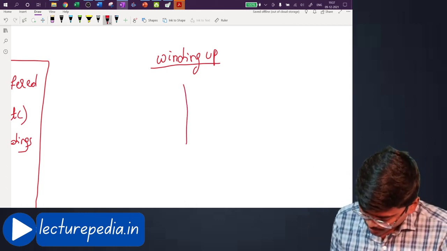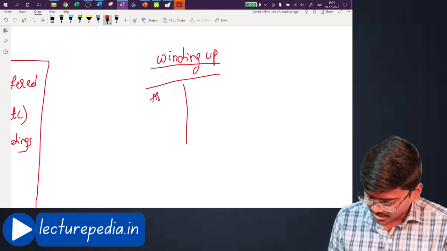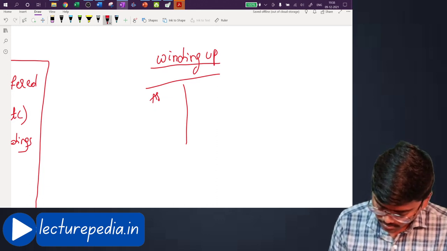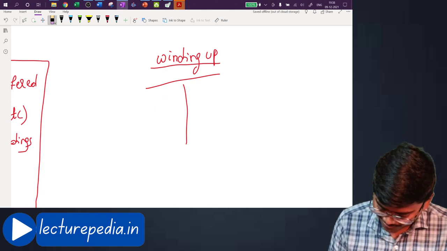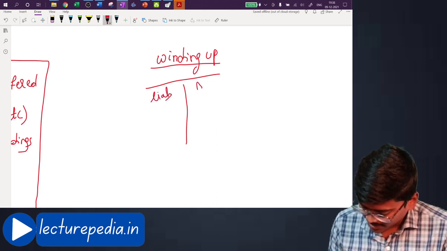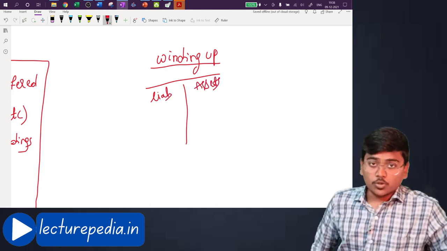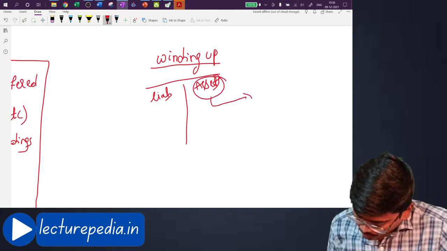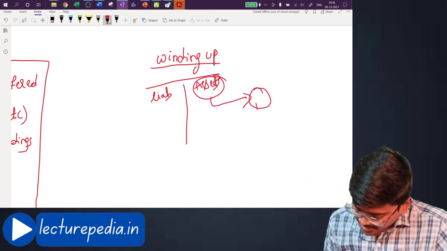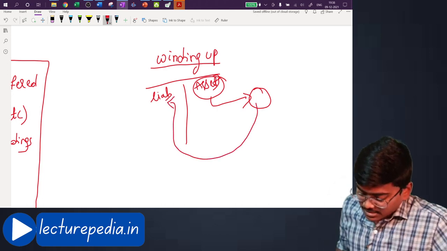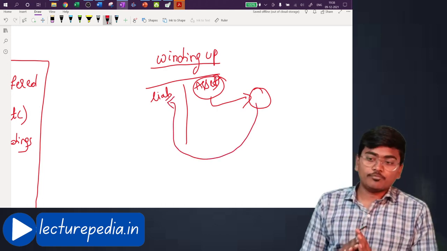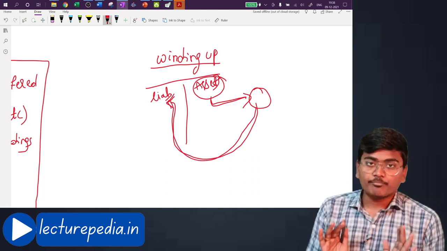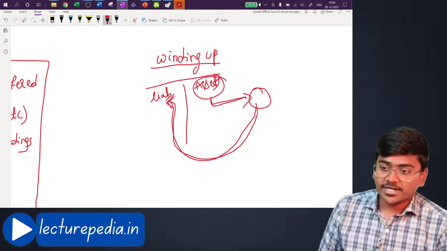Let's say this is the balance sheet of the company. Here it will be having liabilities, here it will be having assets. Now, winding up means these assets will be sold off and the amount realized will be used for discharging these liabilities. The process of selling off the assets and discharging the liabilities is known as winding up. That's it. Winding up means just up to this point.